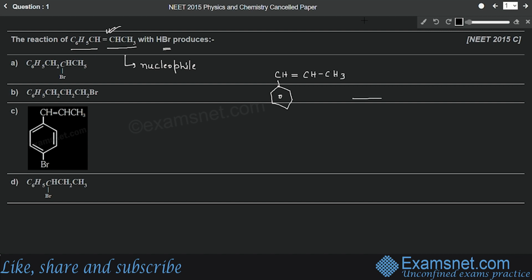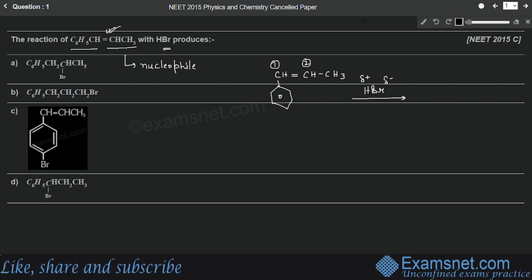Now this alkene has to react with HBr. We know that bromine is more electronegative, so it will have a partial negative charge, and hydrogen will have a partial positive charge. Since alkene is nucleophilic in nature, it will have electrophilic attack of hydrogen on it. So this hydrogen will attack on the double bond. Now it can either attack carbon number 1 or carbon number 2, so it will lead to the formation of two different types of products. Let's see what the different products are.